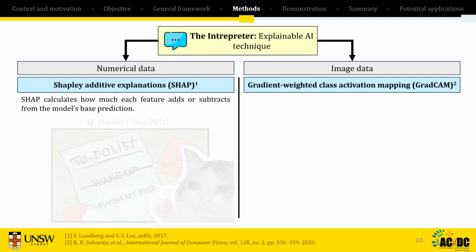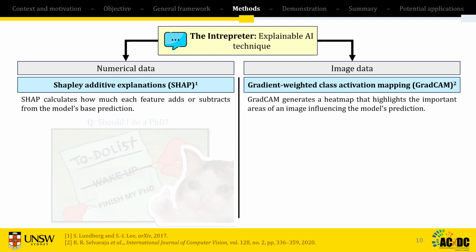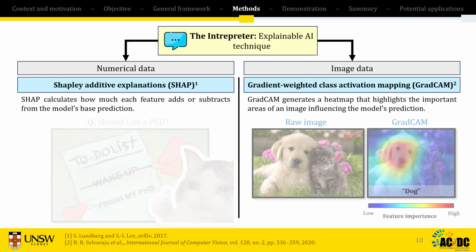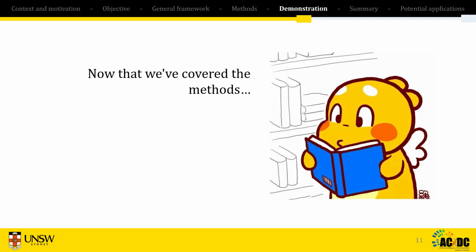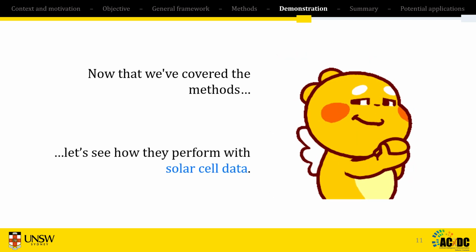For image data, we use GradCam, which generates a heat map that highlights the important areas of an image influencing the model's prediction. If the classification is a dog, it will highlight these areas in red or warm colors. And if it's a cat, it will highlight the regions contributing to that classification. And this helps us see which parts of the image the model considered most relevant. So now that we've covered the methods, let's see how they perform with solar cell data.